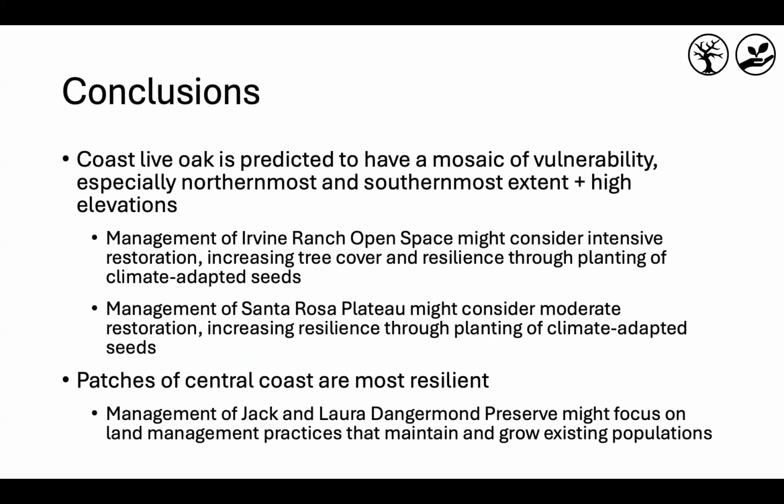So in conclusion, Coast Live Oak is predicted to have this mosaic of vulnerability and resilience across its range, especially in those high elevation areas, and the northernmost and southernmost parts of the range seem to be the most vulnerable. And Irvine Ranch and Santa Rosa Plateau seem to be pretty vulnerable for TNC sites. So maybe increase tree cover, increase resilience. And then patches along the central coast seem to be more resilient, which includes Dangerman Preserve. So maybe just focus on land management that protects and maintains the existing oak populations there.